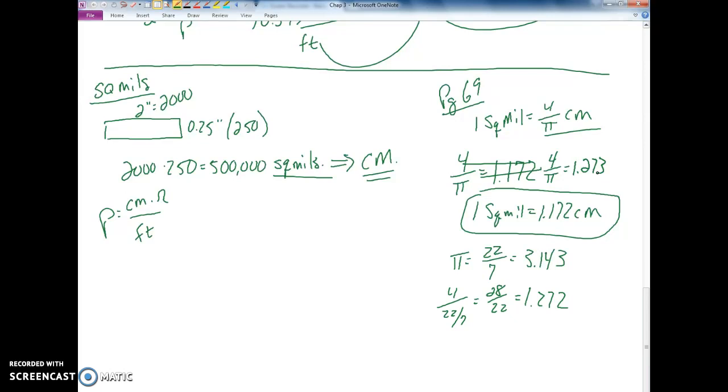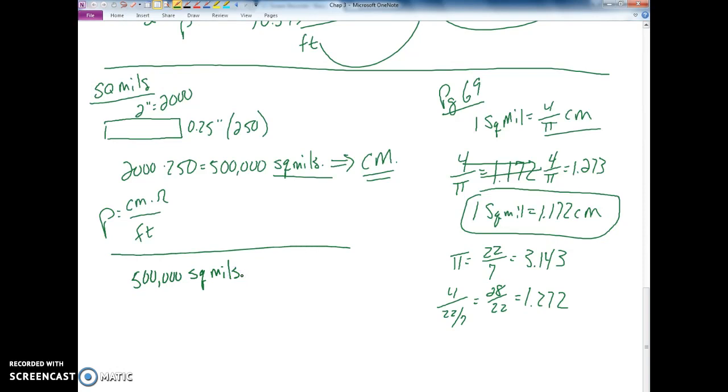And so we're in the middle of example 3.3. We've been working on the conversion between circular mills and square mills. Actually, I'm not in the middle of example 3.3. That's where we're headed. I just have an arbitrary example here where we're converting square mills to circular mills. And so I had 500,000 square mills.